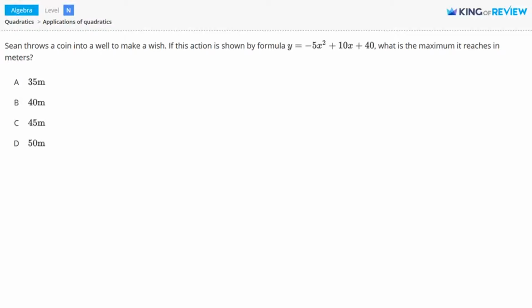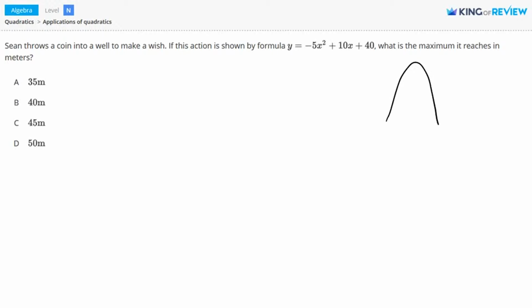Sean throws a coin into a well to make a wish. If this action is shown by the formula y equals negative 5x squared plus 10x plus 40, what is the maximum it reaches in meters? So the path of the coin will look something like this.